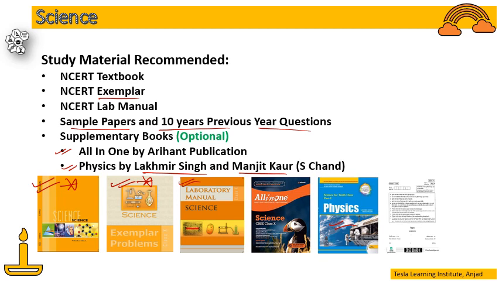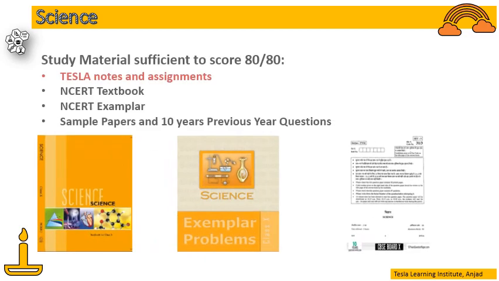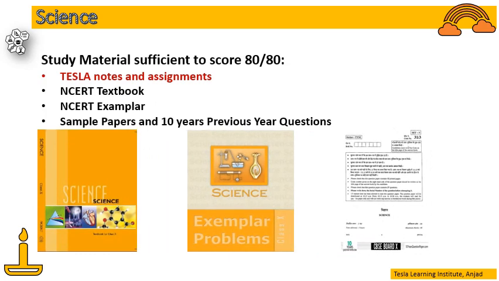Okay, so if you want to score full marks, what are the minimum things that you need? So all these three. If you want to score 80 out of 80, all you need is your efforts, your attention. This is very important, right? The problem with students is they don't pay enough attention in classes or whenever they read books. So attention is the most important thing.